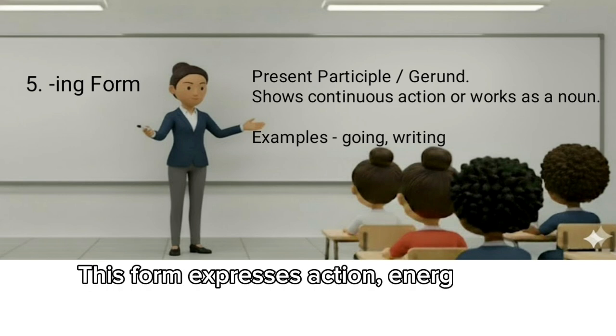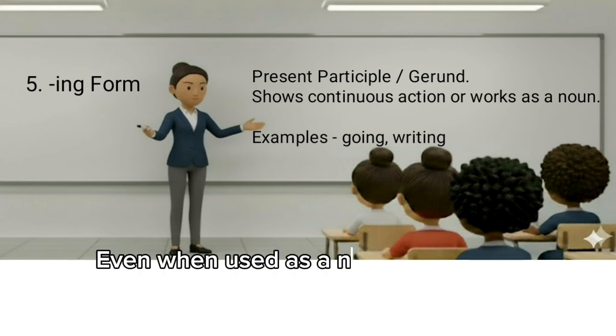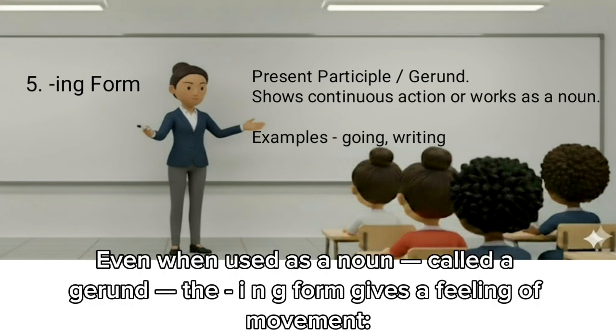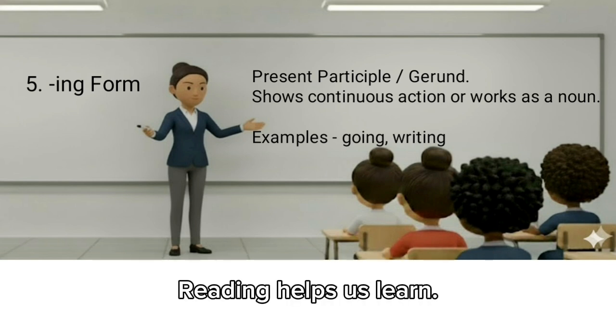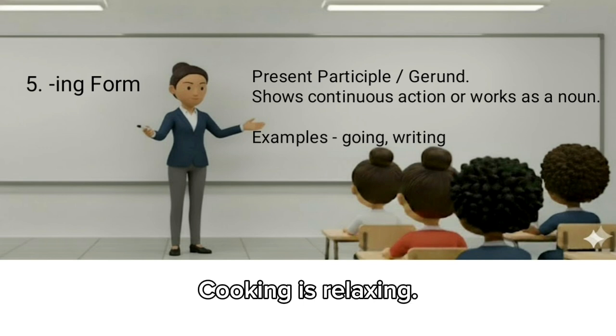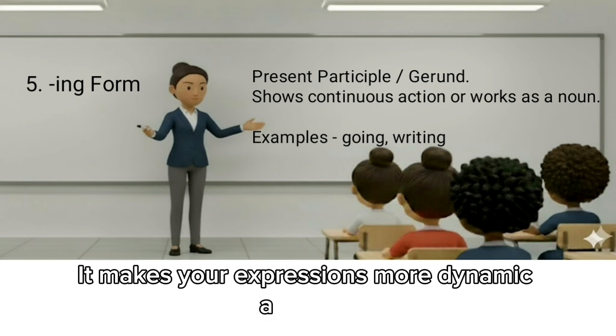This form expresses action, energy, flow, and activity. It tells the audience that something is not finished. It's happening right now. Even when used as a noun, called a gerund, the ing form gives a feeling of movement. Reading helps us learn. Cooking is relaxing. Among all verb forms, the ing form is the one that adds rhythm and movement to your language. It makes your expressions more dynamic and real.